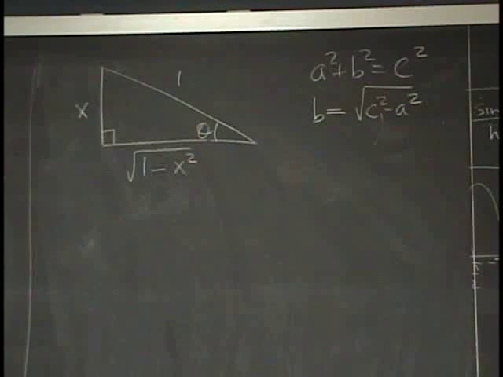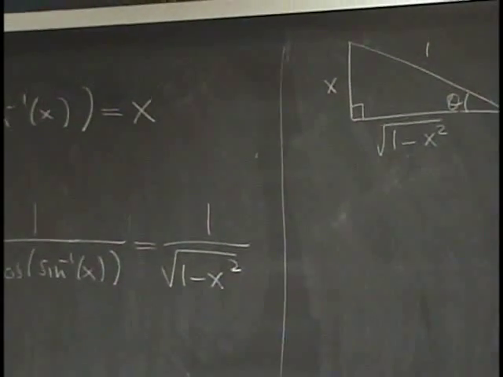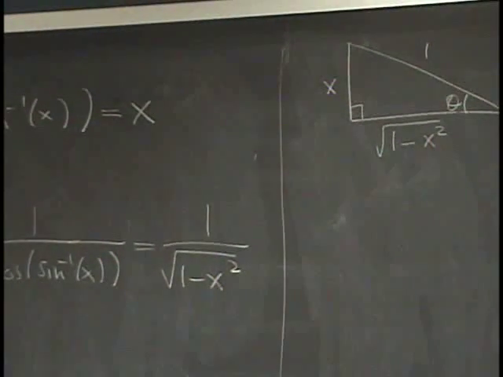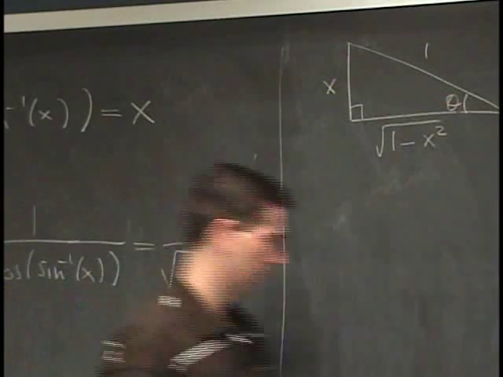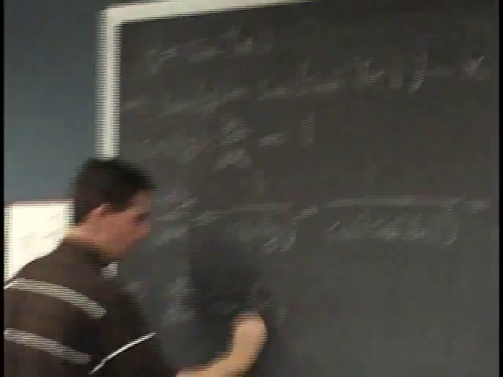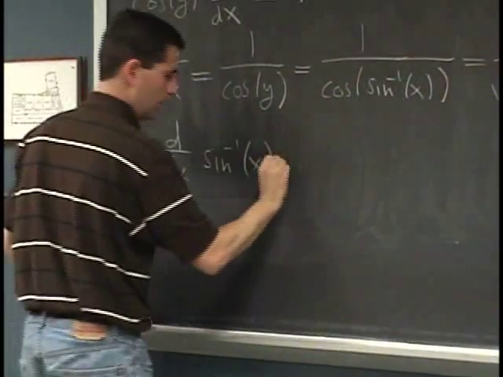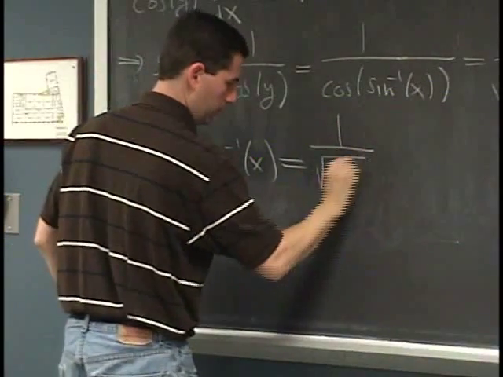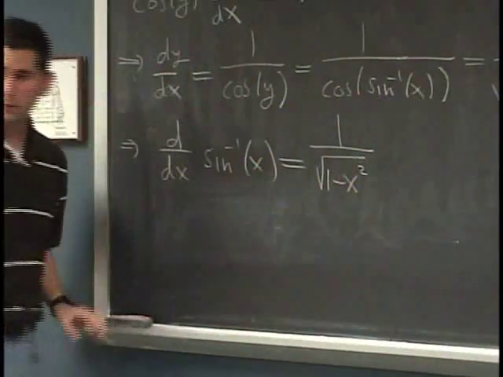Okay, we'll do it again when we do cosine, and we'll get more practice on this, because it takes maybe a couple times to get used to it. In any case, this gives us a formula. The derivative of arcsine of x is 1 over the square root of 1 minus x squared.